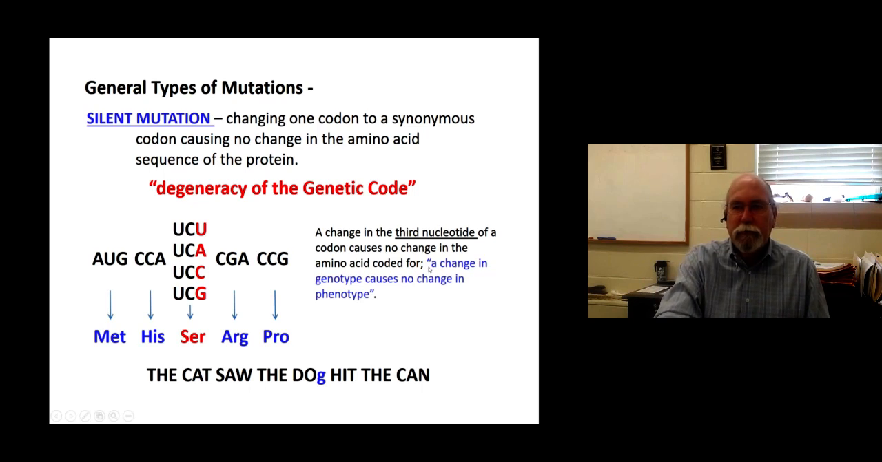Now, for us, for the most part, and consistent with any genetics text you see, it's a change in any codon that results in no change in the amino acid, very often associated with the third codon position. All right.